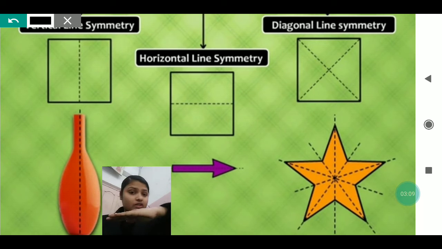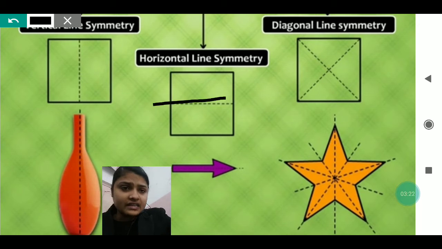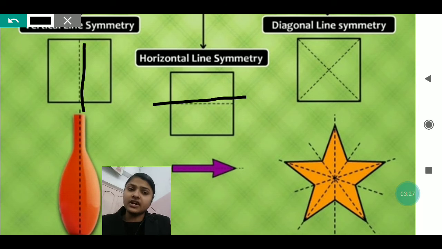When any line is standing, that is called a vertical line. The sleeping lines, like when you sleep on your bed, that posture of sleeping is horizontal. So that is called a horizontal or sleeping line. When we divide a figure like this, we are dividing it horizontally. When we divide a figure like this, we are dividing it vertically.